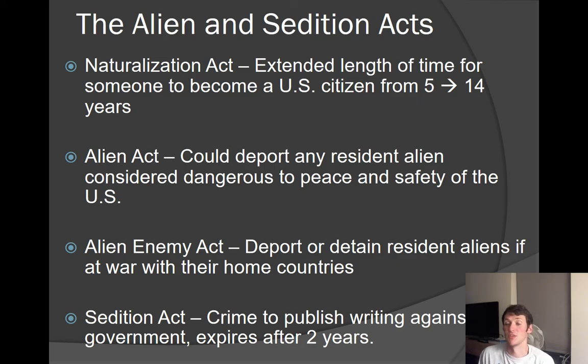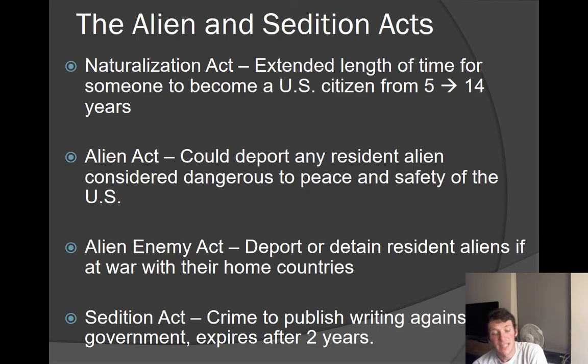Just imagine being able to say, oh, you're not American, you're from a different country, and we're at war with you, or we're not comfortable with you being here, so we're going to get rid of you, or deport you, or detain you, right? So then you have the Alien Enemy Act, and this is very similar. It's going to deport or detain resident aliens if the United States is at war with their home countries.